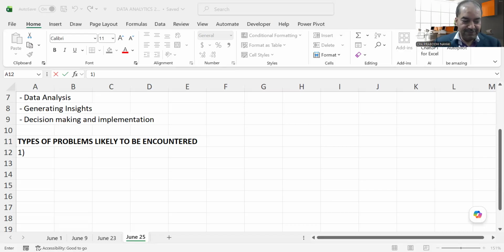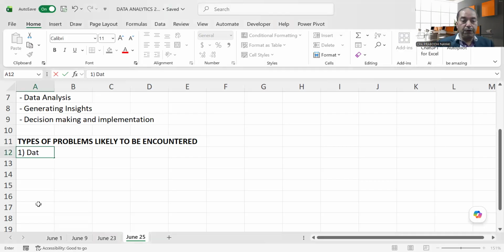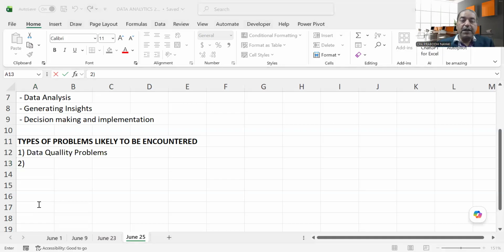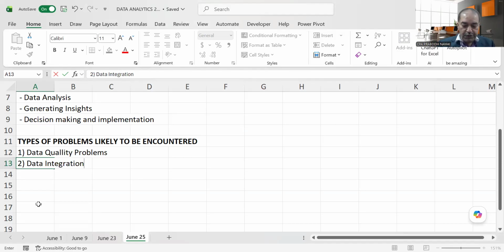No, sir. Okay. We will divide the types of problems into about 5 to 7 categories. Let us try to identify each one of those categories and what types of problems are covered under that category. So first is data quality problems. We'll take up each one of them. Second is data integration and access issues.